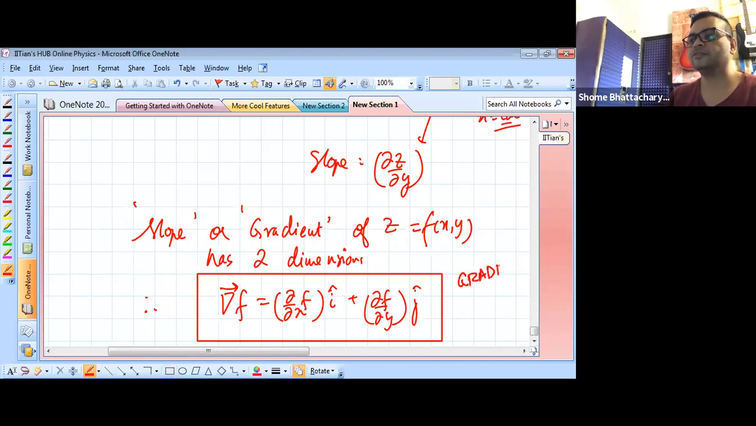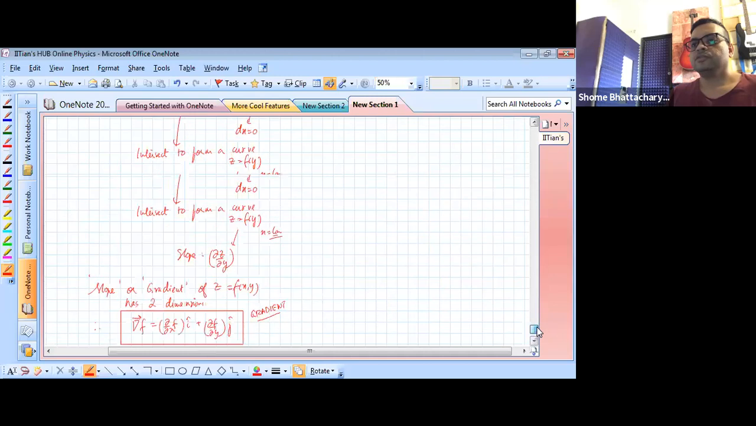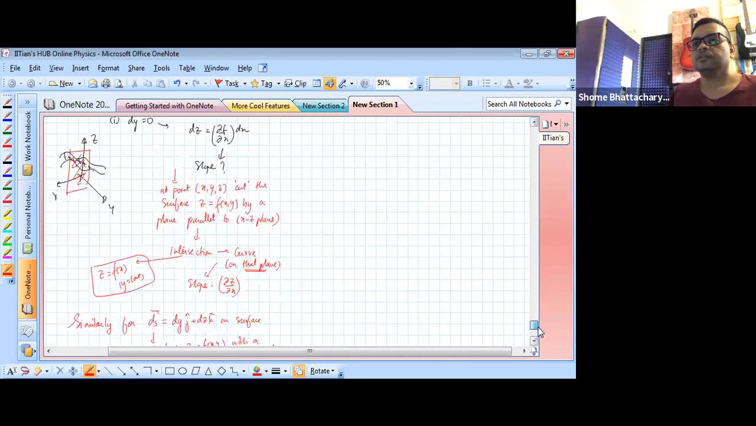Gradient in general means rate of change with respect to position. So if it's a single dimensional function, then it's just d by dx. But if it is a multiple variable function, it becomes like this. Whereas curl is something else. Okay, so let's leave this whole analysis for a moment. Understand this properly.